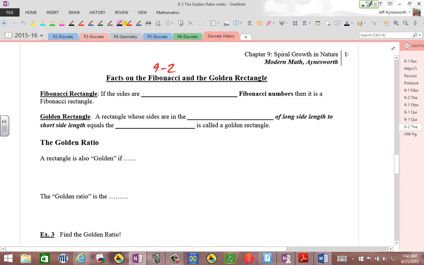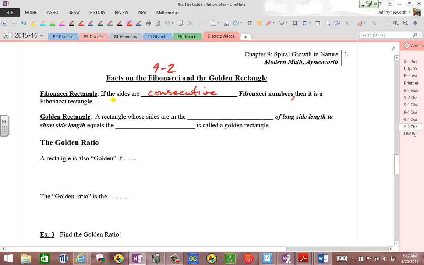All right, it is said that if the sides are consecutive, that means one right after the other, consecutive Fibonacci numbers, then it is a Fibonacci rectangle. For example, I'll draw a picture, just one, and we'll do this activity here in a later lesson.